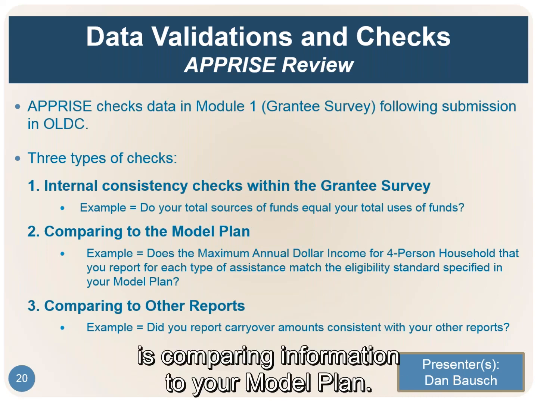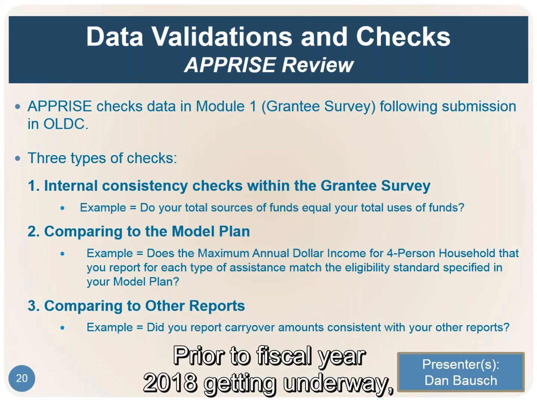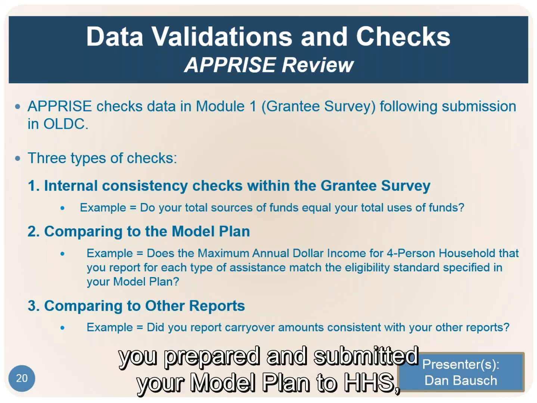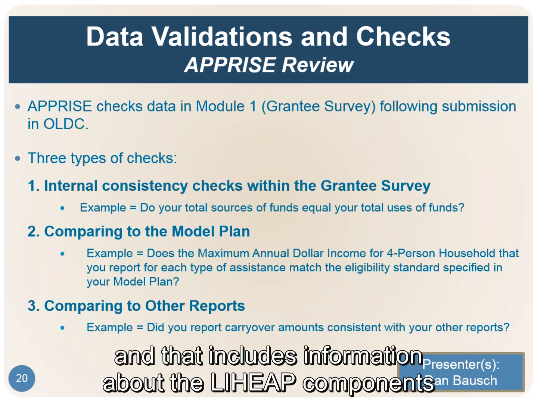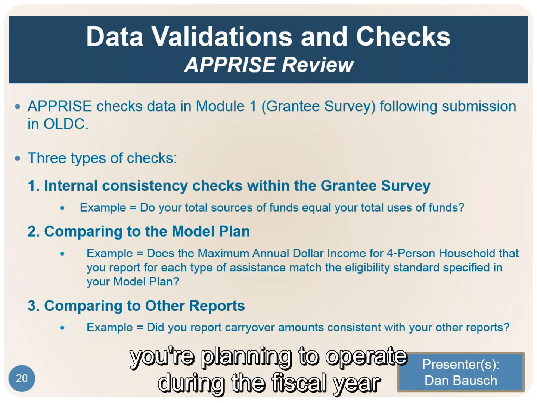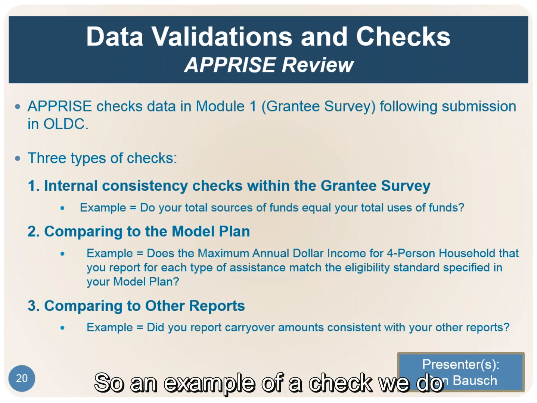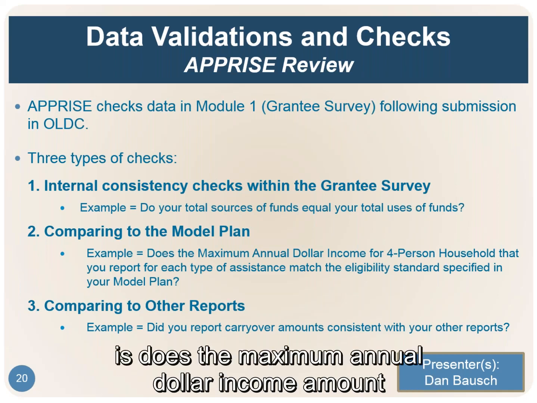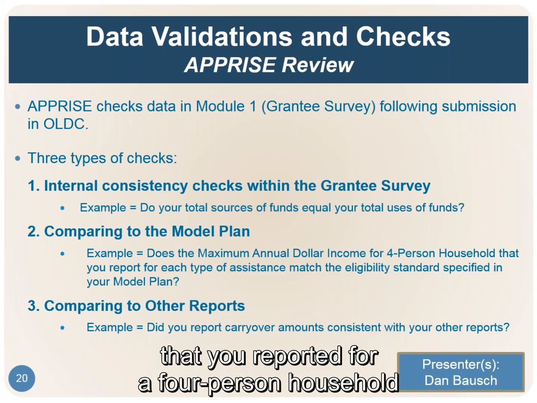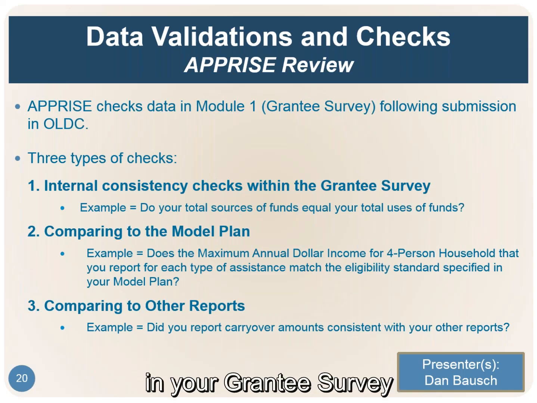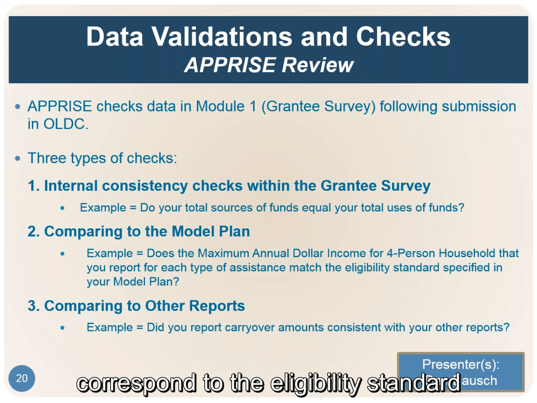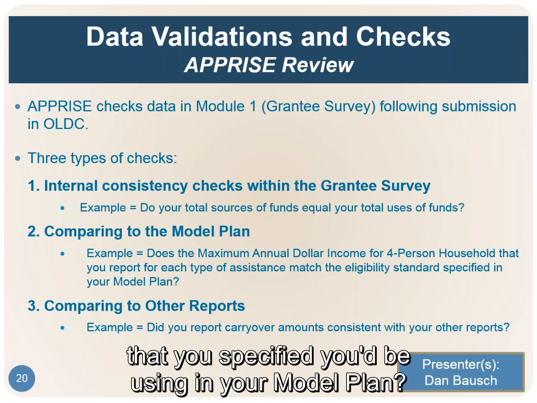The second type of checks is comparing information to your model plan. Prior to fiscal year 2018 getting underway, you prepared and submitted your model plan to HHS, and that includes information about the LIHEAP components you're planning to operate during the fiscal year and the income eligibility criteria you're using. So an example of a check we do is, does the maximum annual dollar income amount that you reported for a 4-person household in your grantee survey correspond to the eligibility standard that you specified you'd be using in your model plan.